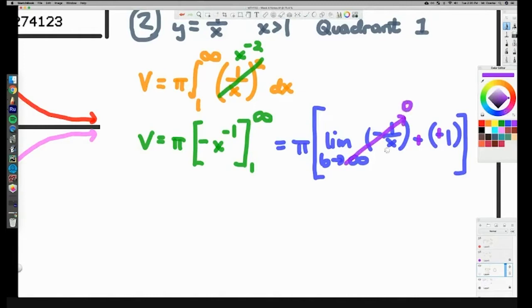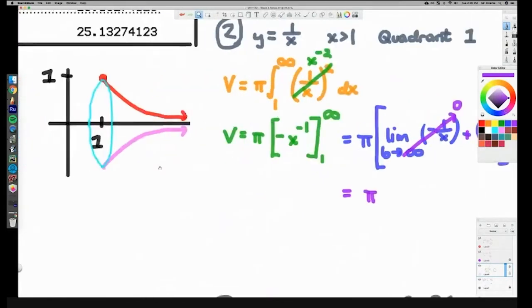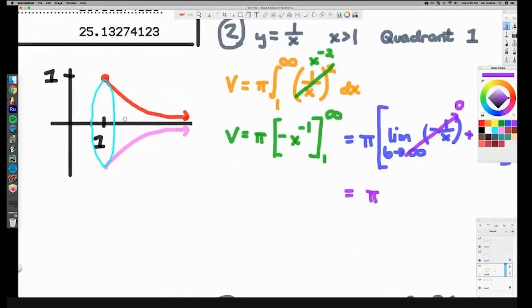This is 0. So what's your final answer then? 1. Oh, pi. Pi. Now let's think about this for a second. You have a shape that's getting infinitely bigger, but the volume of it is finite. So why is that? Isn't that kind of weird?